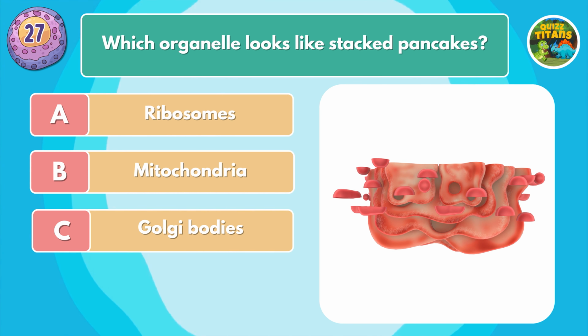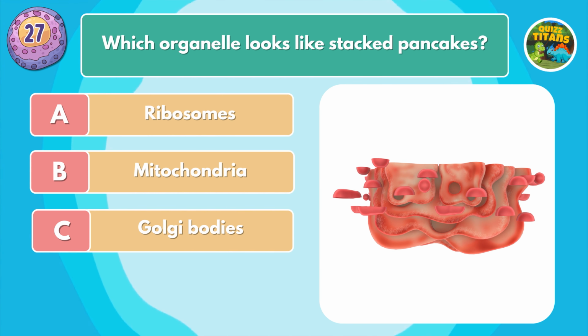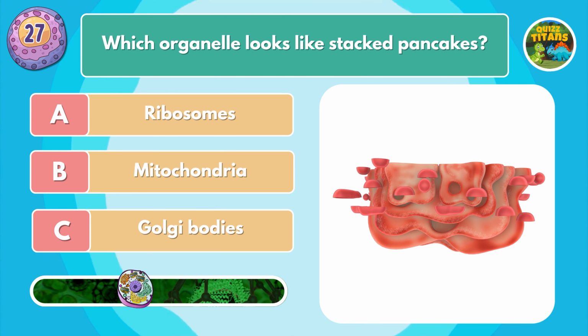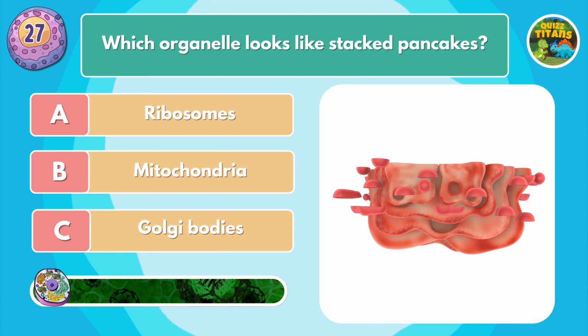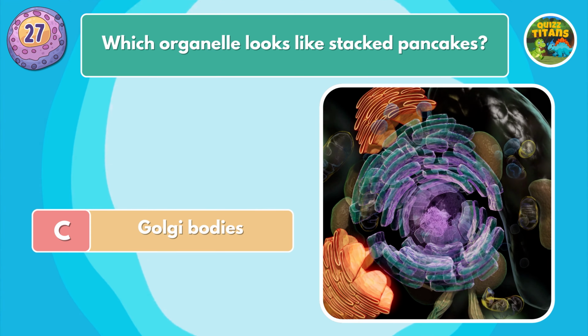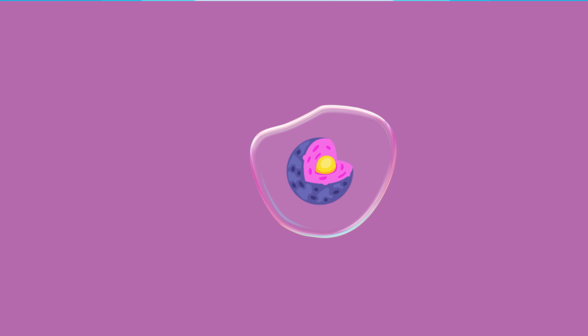Here's a tasty clue. Inside your cells, which organelle looks like stacked pancakes? And the correct answer is Golgi bodies. They sort, modify, and pack proteins.